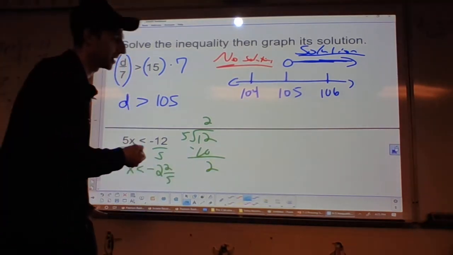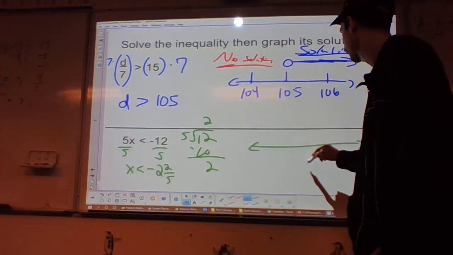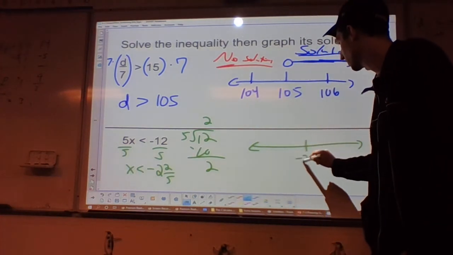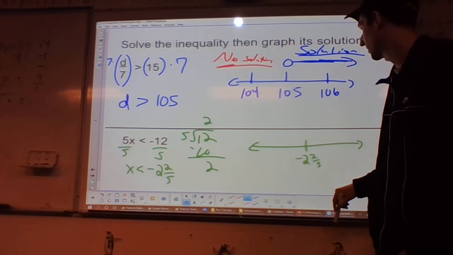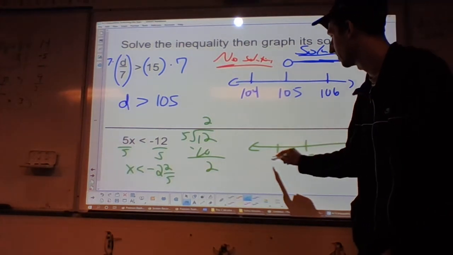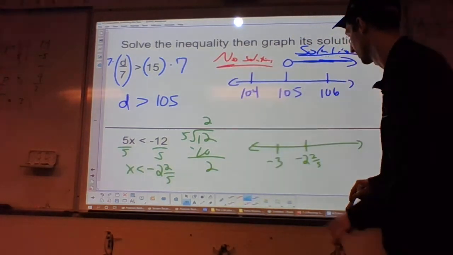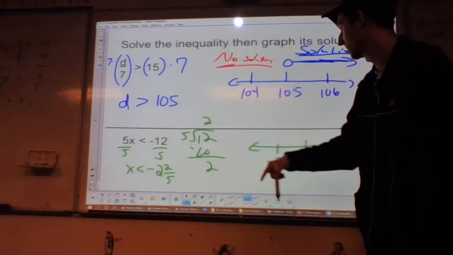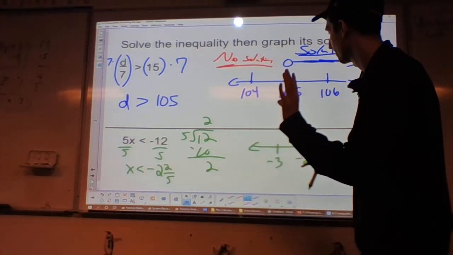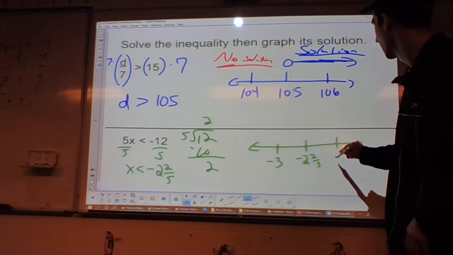Okay, so let's graph what this one looks like. So here's your graph. I'm going to put negative 2 and 2 fifths here. All right, so let's think. What's to the left of negative 2 and 2 fifths? The first whole number is negative 3, leftwards. So the numbers are getting bigger number-wise, but in value, they're getting smaller that way.